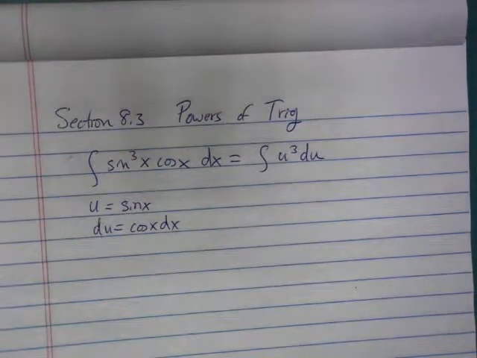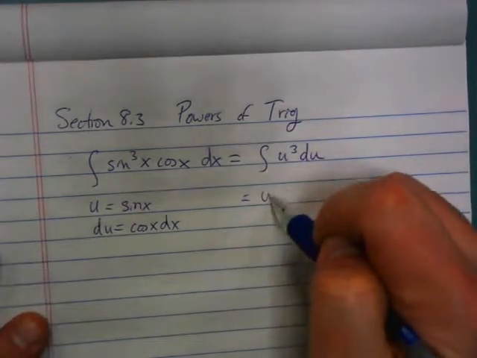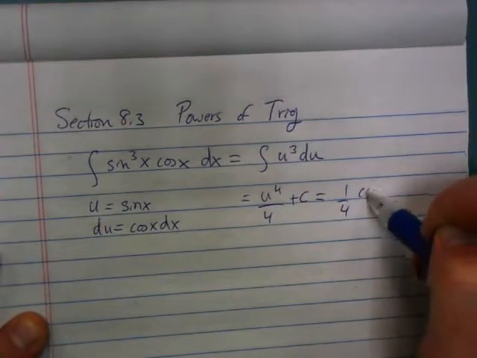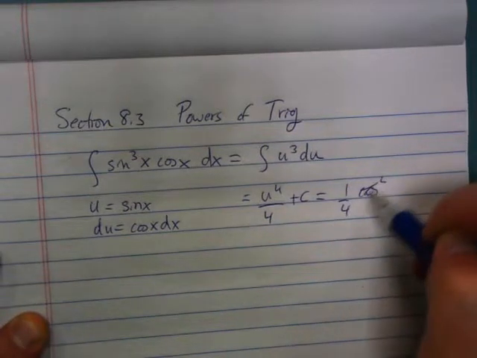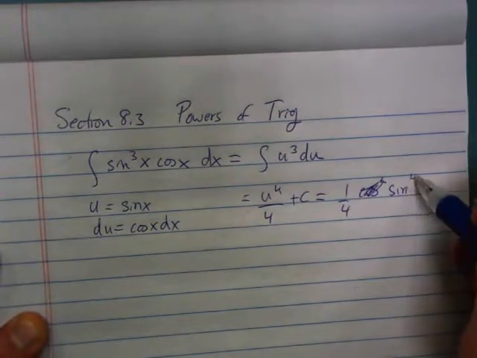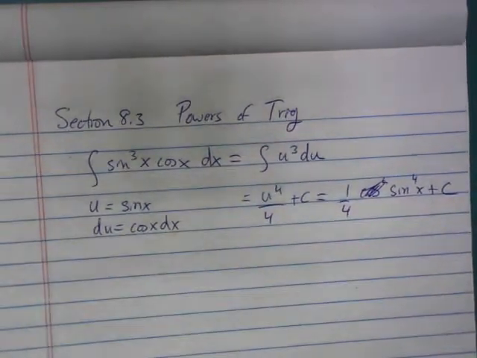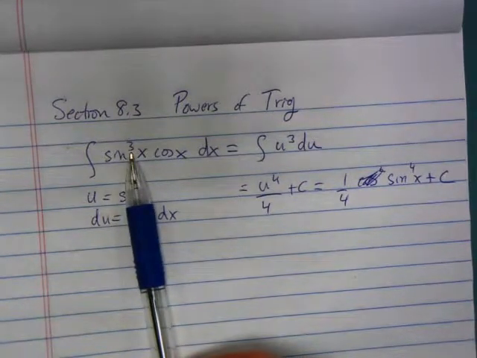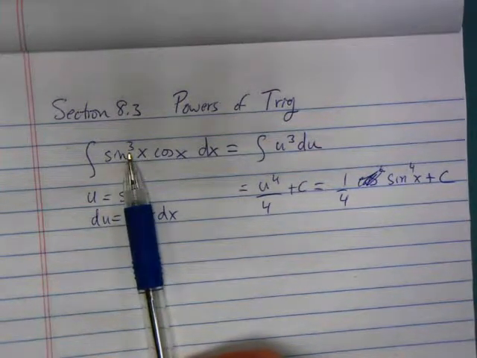And the integral of u cubed is u to the 4 over 4 plus c. So that's 1/4 sine to the 4th x plus c. Would it matter if I changed that power from a 3 to a 9? No.